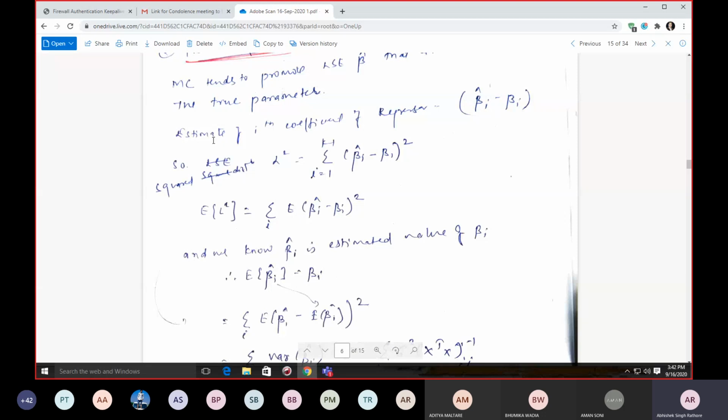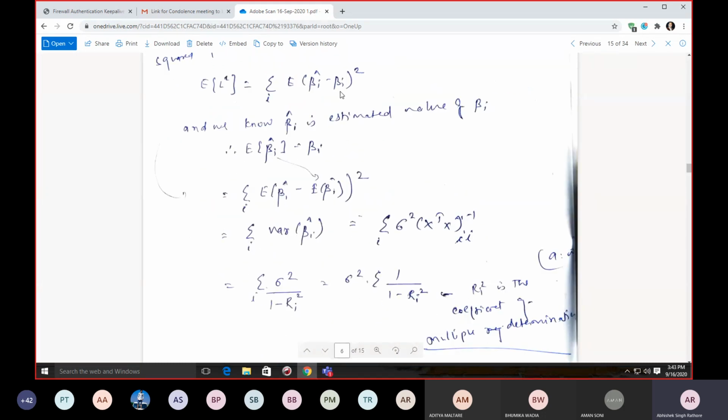So the estimate of your ith coefficient, let's say this is my estimated beta i, and this is my true value. So we are getting the least square estimate of this true value, which is the summation over all i of beta hat i minus beta i, then squared. Now we are calculating the estimates of this least square, so we take the expectation of beta hat minus beta i.